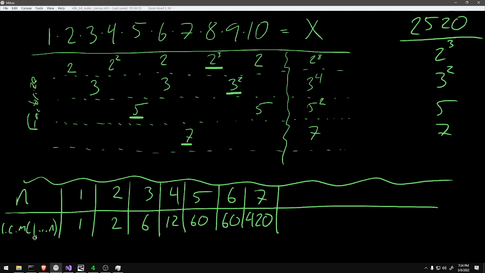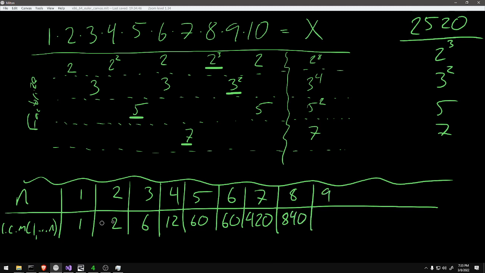Okay. 7, let's see, 8. Is 420 divisible by 8? Well, I've already got the ability to divide by 4, but I don't actually have the ability to divide by 8. 420 can only be divided by 4 once, and there are no more multiples of 4. So I need to double it so that it'll also be divisible by 8.